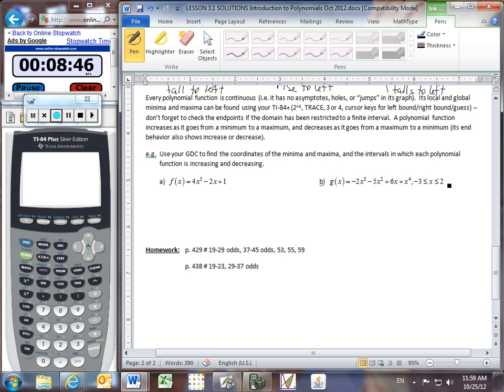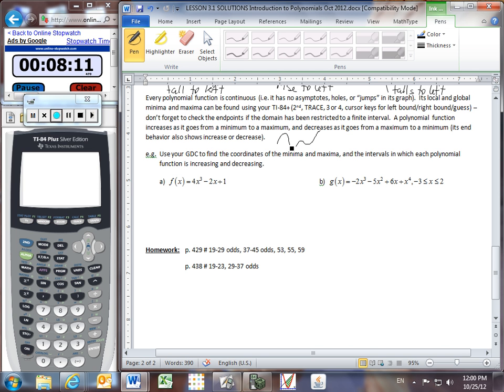A polynomial function increases as it goes from a minimum to a maximum. So just imagine a polynomial function going up and down. This is a minimum, isn't it? While this is a maximum. And we might call this the global minimum because it is the lowest point on the entire polynomial. Maybe this is the global maximum because it's the highest point we ever get to. This is called a local maximum. Here's another local maximum because it's higher than the surrounding points. This would be a local minimum.